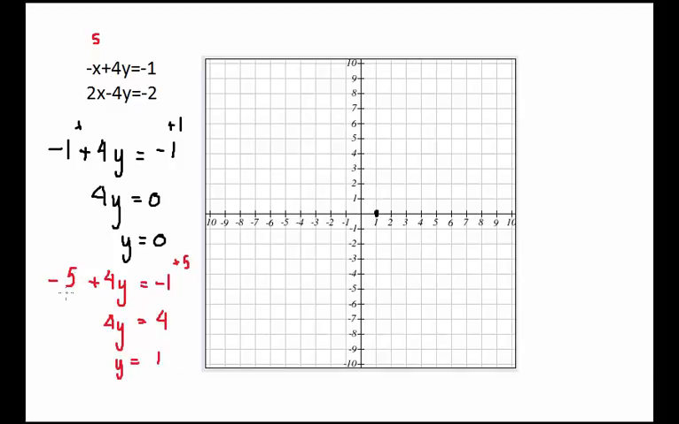So when x is equal to 5, where's x equal to 5? There it is. Then y is equal to 1. There we go. And so here I have 2 points. I'm going to draw a line through those 2 points. Here's a line through those 2 points, and I'm just going to stretch it this way. So there is my linear graph.